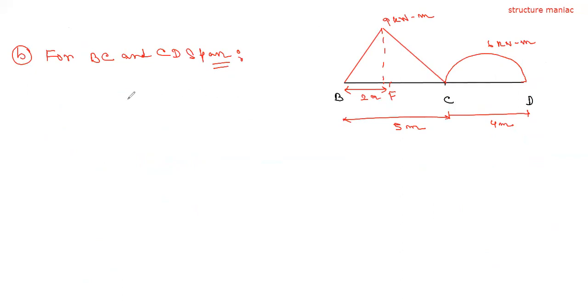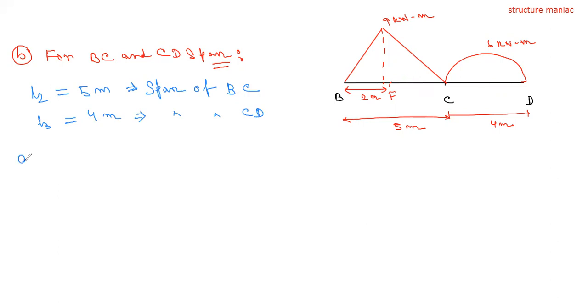So again, for this span we will consider L2 equals 5 meter, and that is actually the length of BC portion. Because at first we will apply the Clapeyron's theorem for AB and BC span, then we will apply this theorem for BC and CD span. So that is the span of BC, L2, and L3 we consider 4 meter. This is the span of CD.